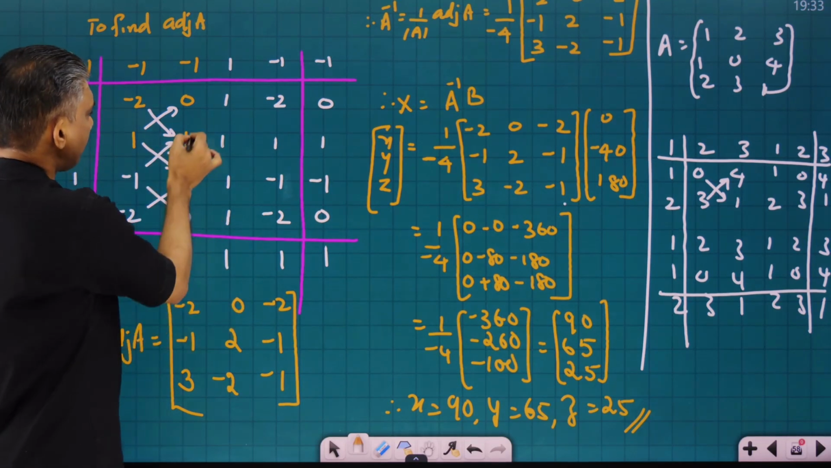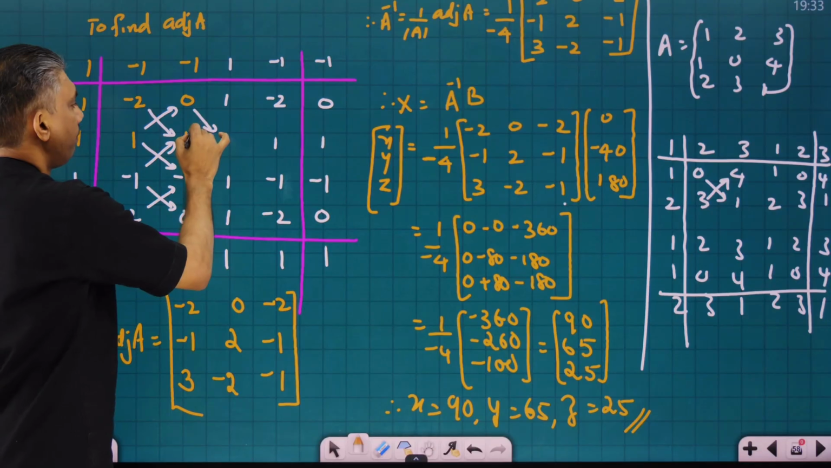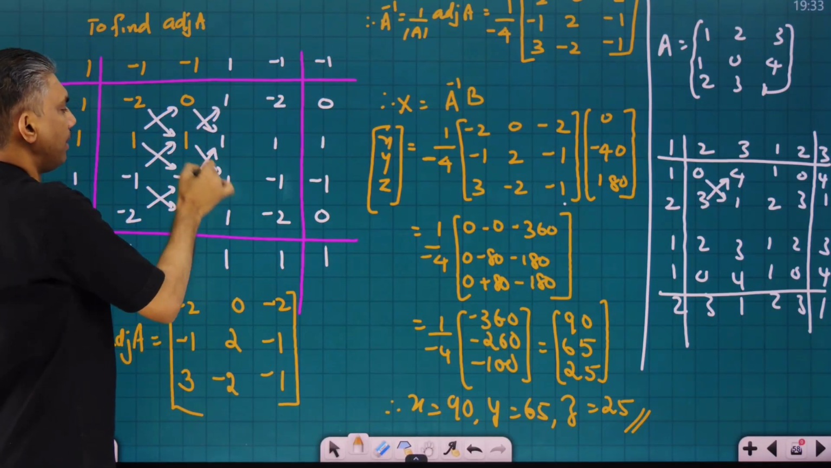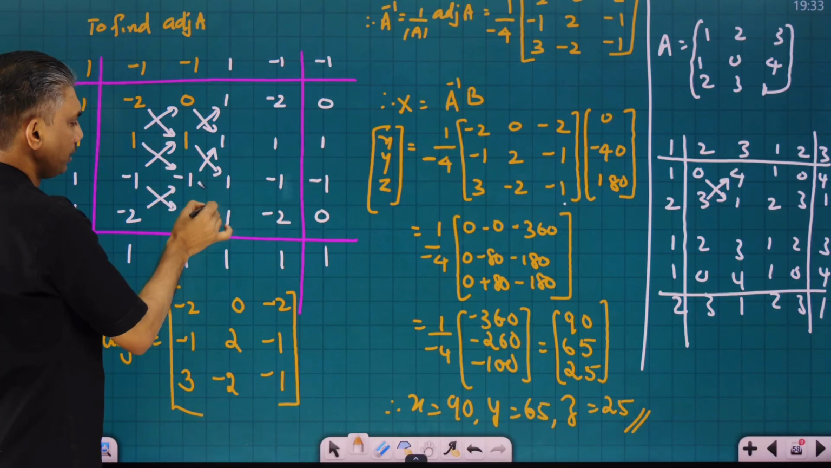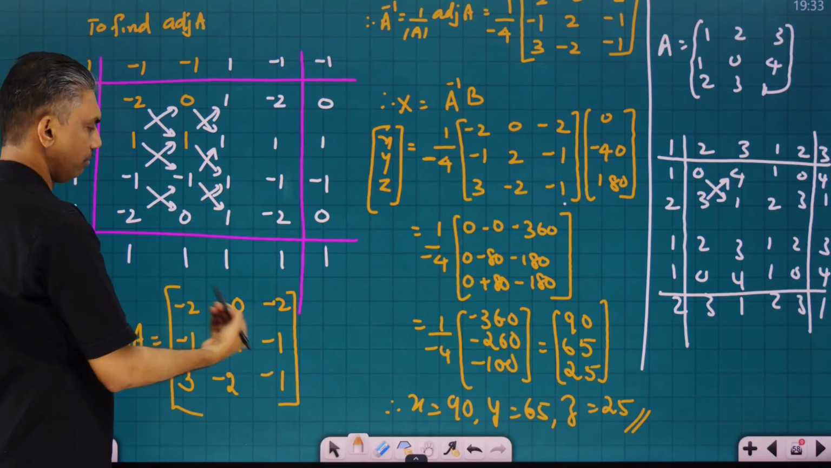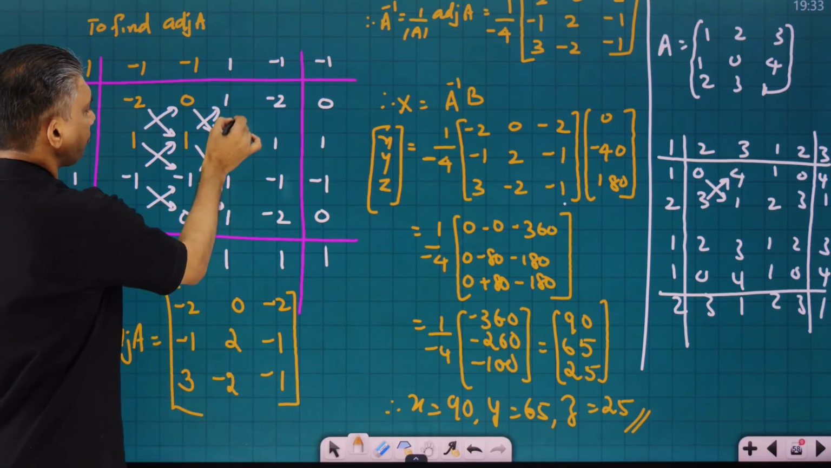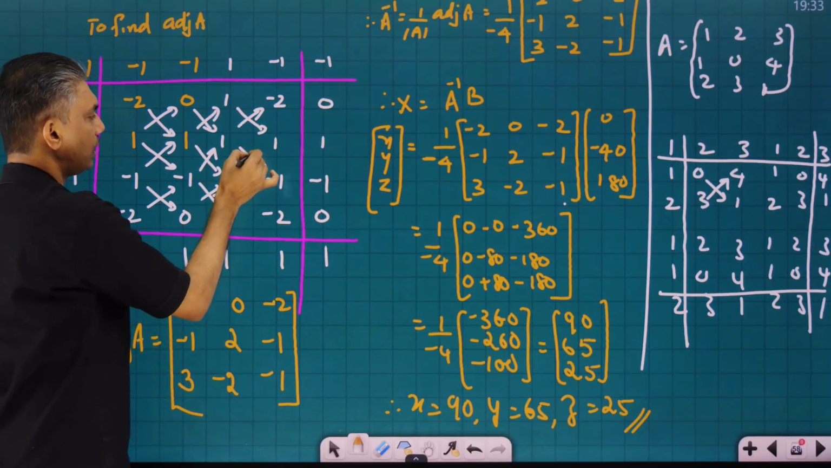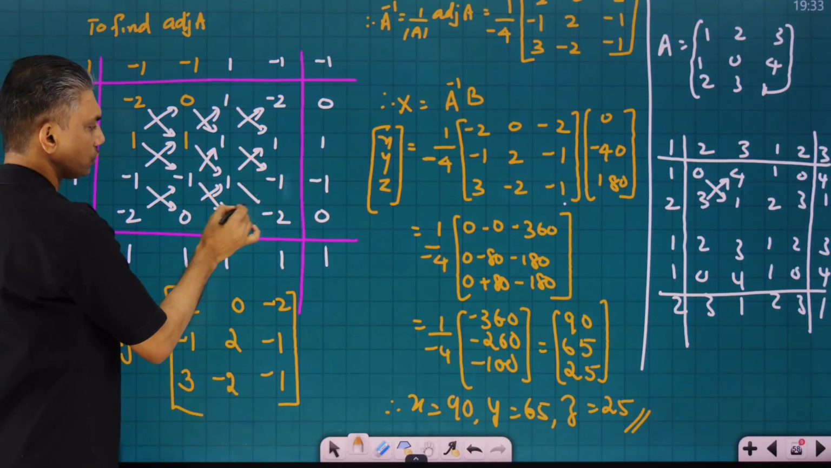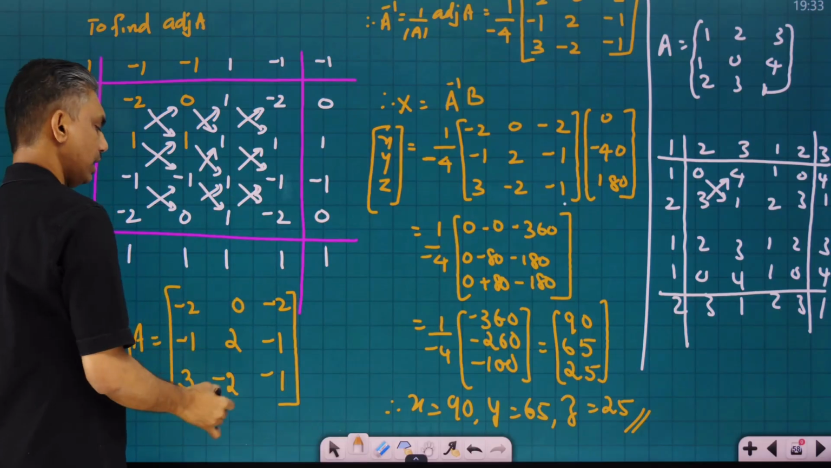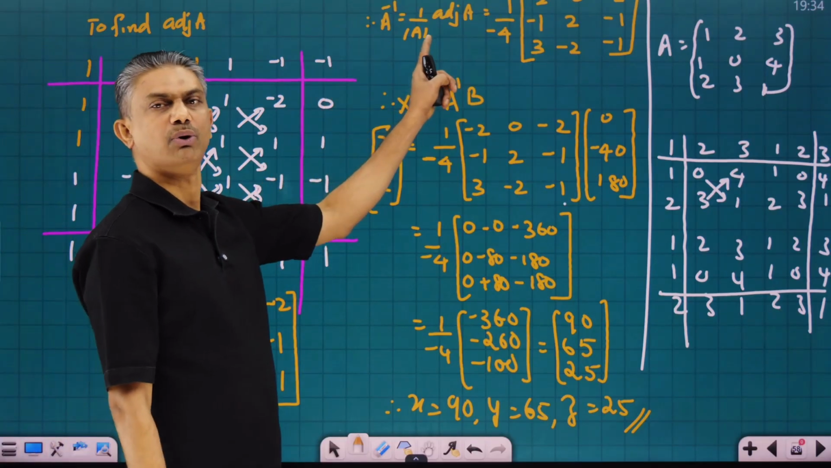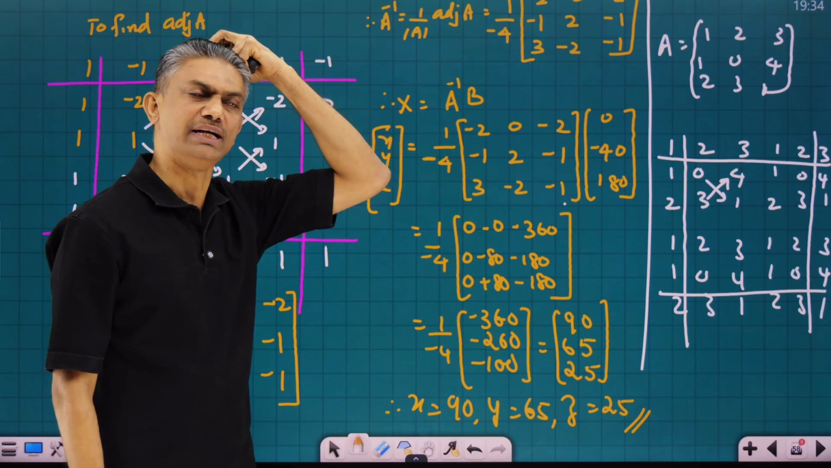So first row. Now second row. 0 minus 1, minus 1. Then 1 minus 1 plus 1, 2. Minus 1 minus 0, it will be minus 1. Again 1 plus 2, it will be 3. Minus 1 minus 1, minus 2. So minus 2 plus 1, it will be minus 1. So this is adj. So A inverse equal to 1 by det into adj. So very easy to find adj.